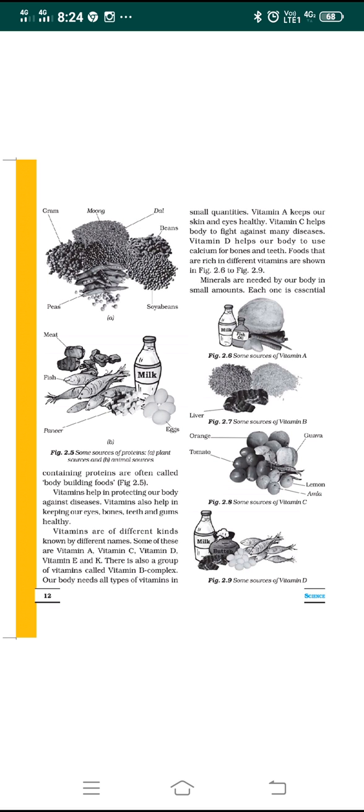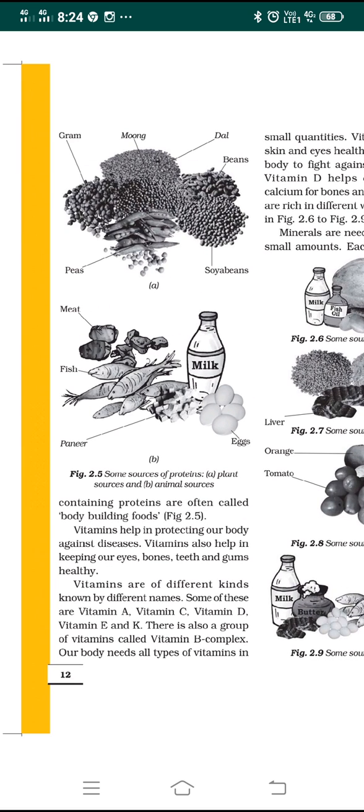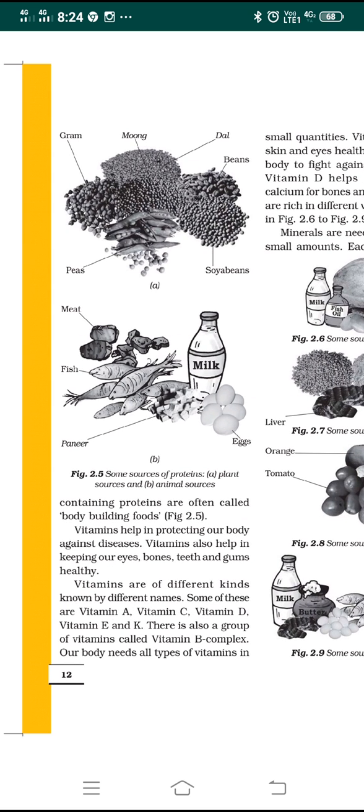Hence the foods which contain the protein nutrients are called body building foods. So what are the examples for proteins? See, proteins also we get from two sources. One is from plant sources, another one is animal sources.